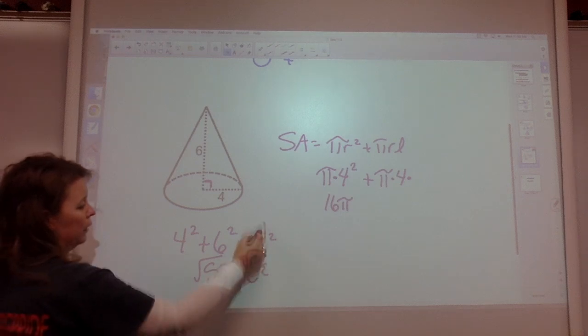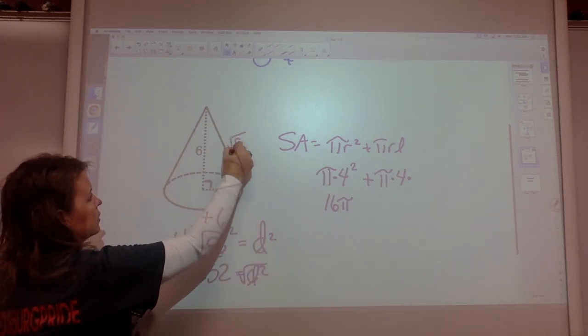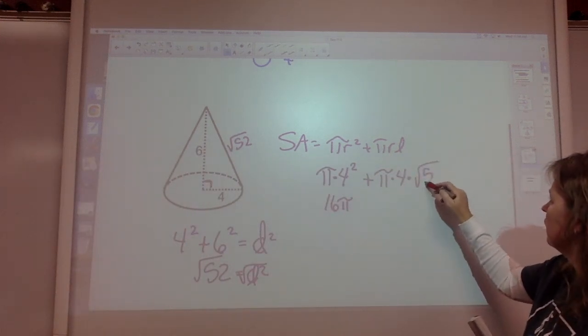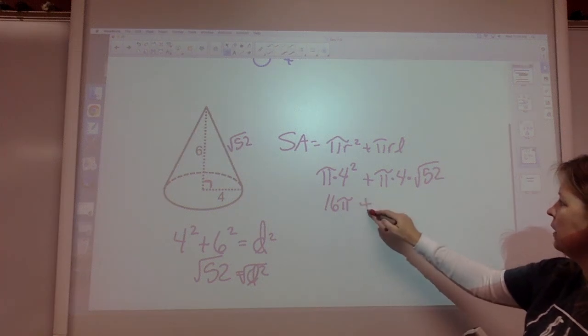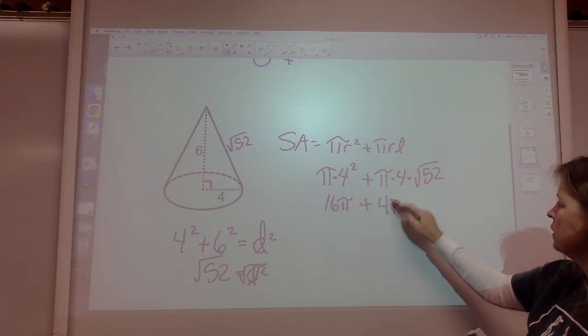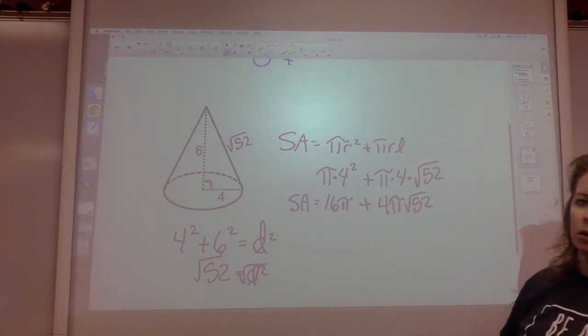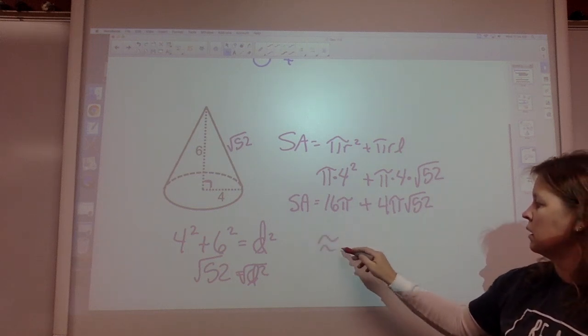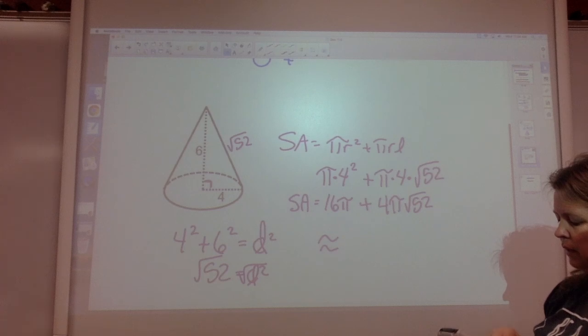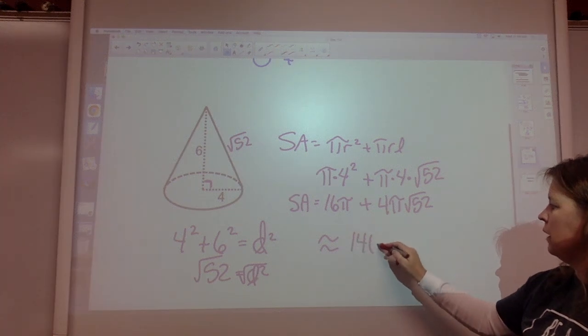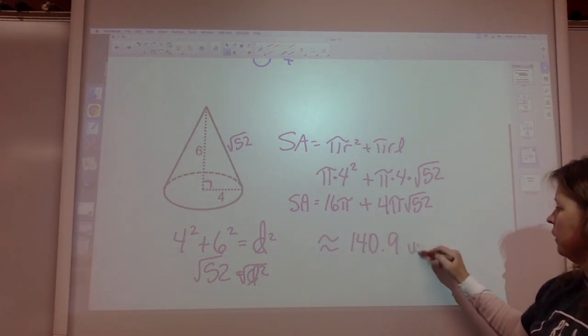I should have put L, really, slant height. Our slant height is the square root of 52. So what does that mean for our surface area? It means you're going to take 16 pi plus 4 times pi times the square root of 52. This would be the exact answer. That's totally ugly. Let's just go to the nearest tenth and round that all out. 16 pi plus 4 times pi times square root of 52, which is 140.9 units squared.